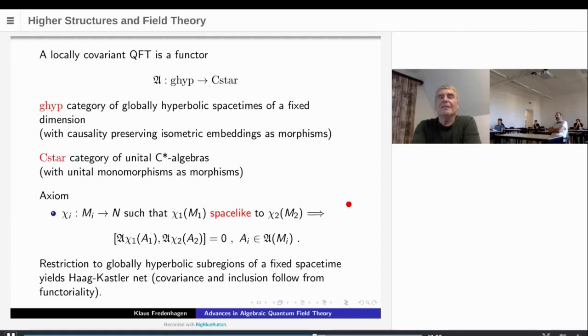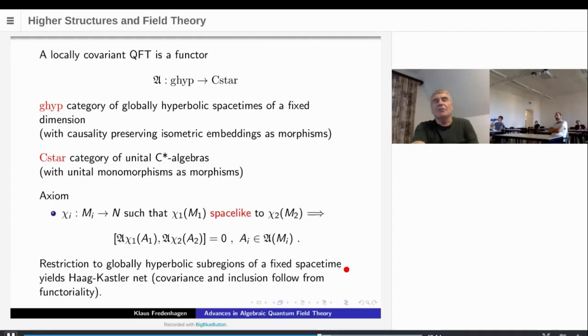Now, this functor has to satisfy an axiom, which is related to the axiom of local commutativity, which takes the following form. So you take two embeddings of spacetimes Mi into a spacetime N, such that the images are space-like to each other, and then the corresponding elements of the different algebras should commute. So it's just the translation of the locality assumption as in the Haag-Kastler net.